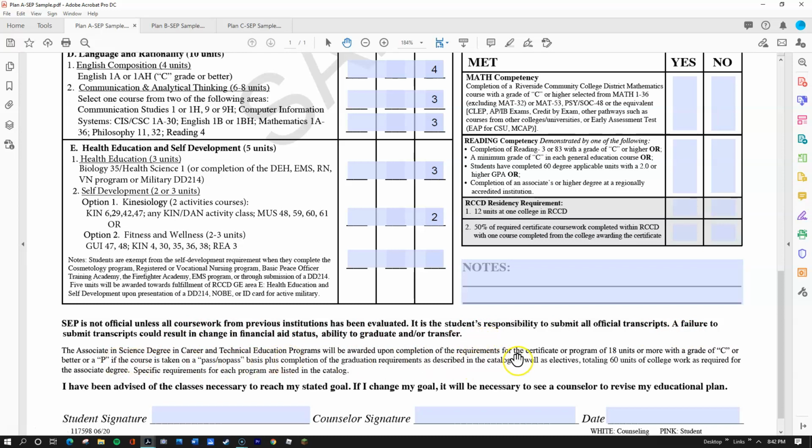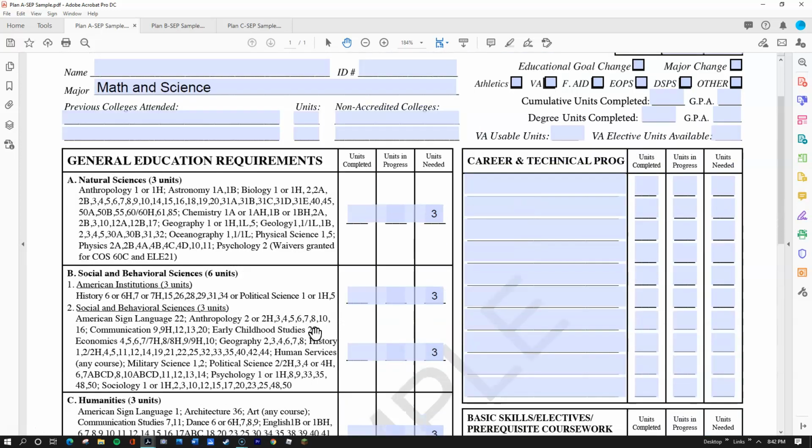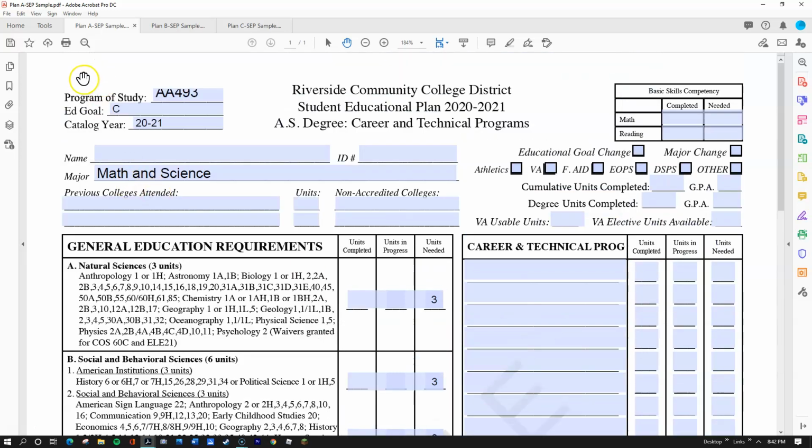Associate's degree will be awarded upon requirements of the program. So you have to have at least 18 units or more with grade C or better in those areas, and again totaling 60 units. And that is a basic educational plan for Plan A.